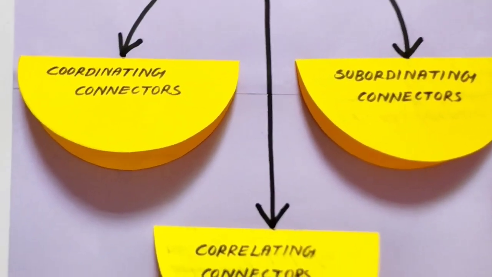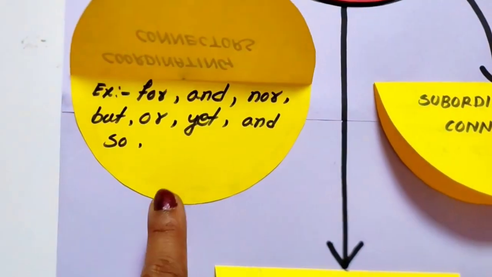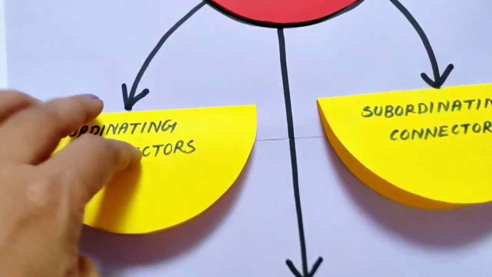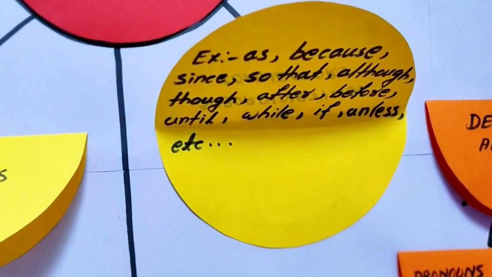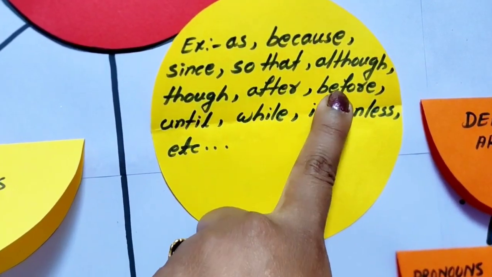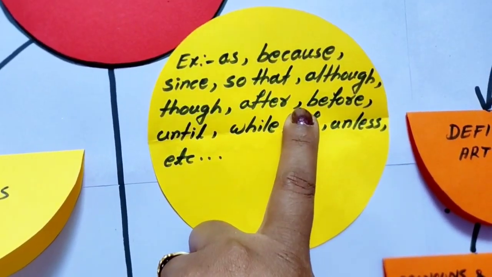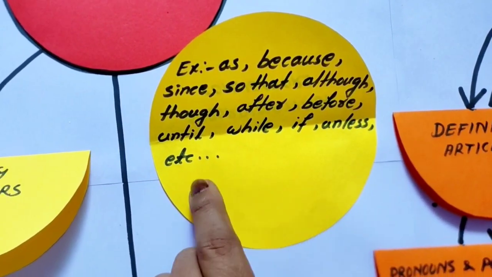Then types of connectors. Coordinating connectors. For example, for, and, nor, but, or, yet, and so. Then subordinating connectors. For example, as, because, since, so that, although, though, after, before, until, while, if, unless, etc.